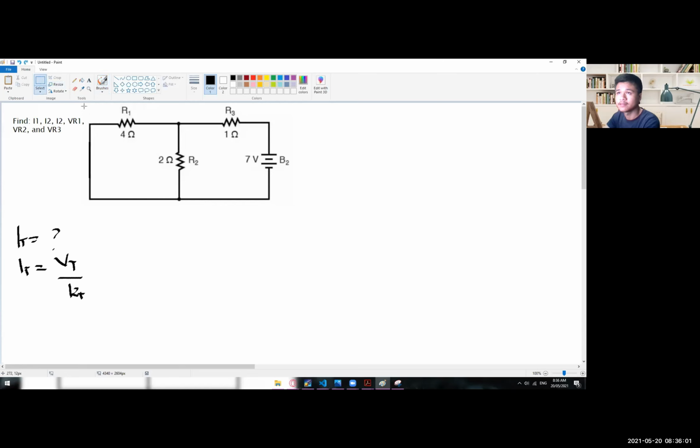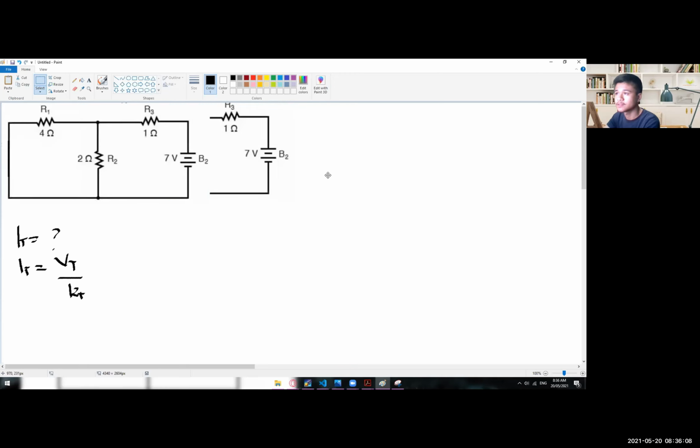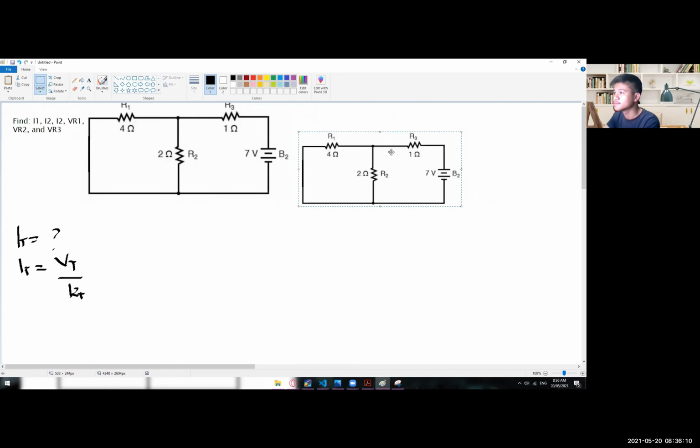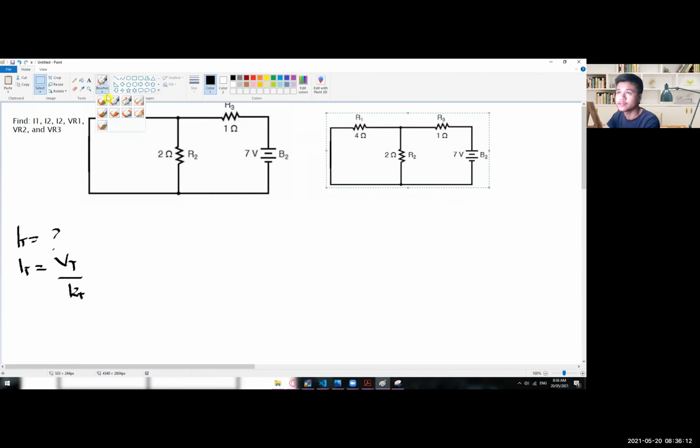Let me create another simplified version of this one. I will delete this one to make everything in series connection. And in here, this is not R1 anymore, but this one now is R1 parallel to R2.